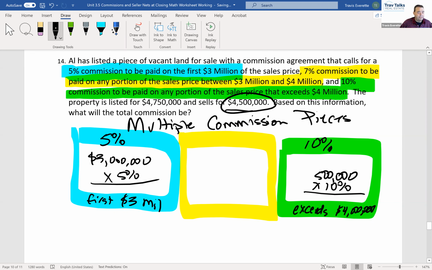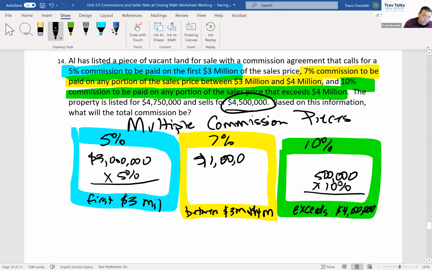So here's the thing. Now I need to figure what goes in the yellow box. Now, what do they tell me? They tell me it's 7% for anything between 3 million and 4 million. Well, I can see that based on the boxes I've already got. I've already been paid on the first 3 million, so I'm not going to get paid on that again. I've already been paid on the amount above 4 million, so I'm not going to get paid on that again. So I only need to get paid on what's between those two. Folks, that's $1 million.